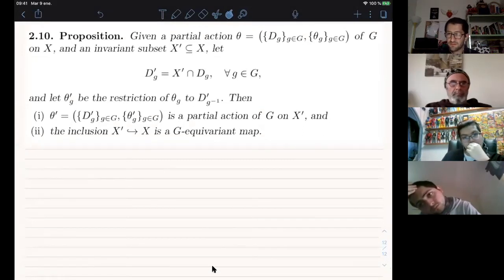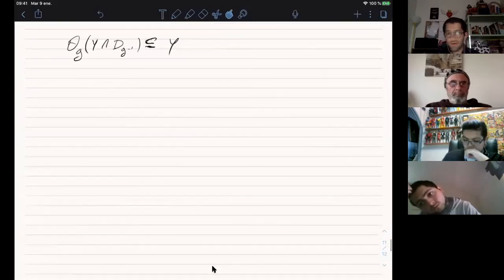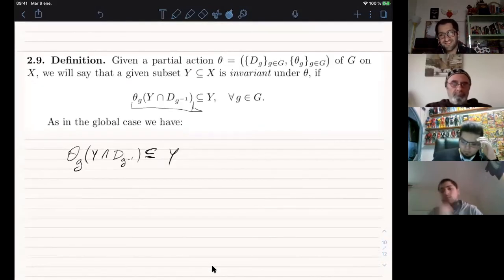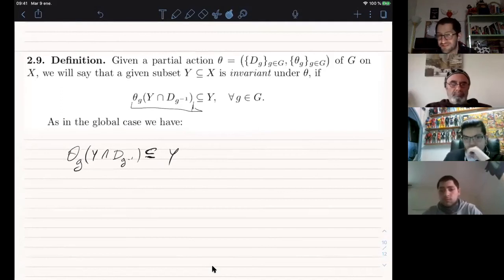Yes? Do we have trivial invariant subsets like in representation theory? For instance, the empty set or the whole space? Oh yes, of course. I'm not an expert here, but for example, we can take the whole space. But if you take y to be equal to the domain of g inverse, is it true? No, but this must hold for every element of the group.